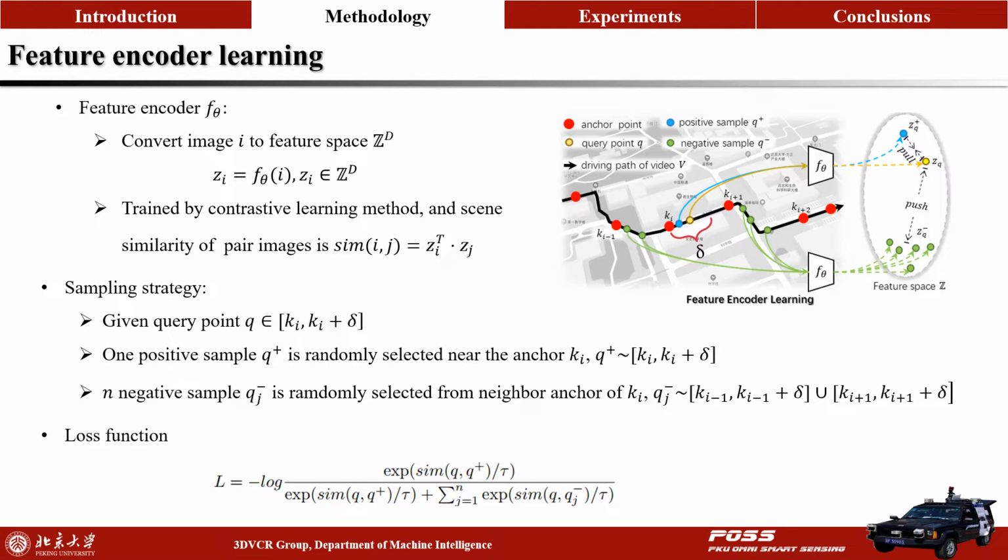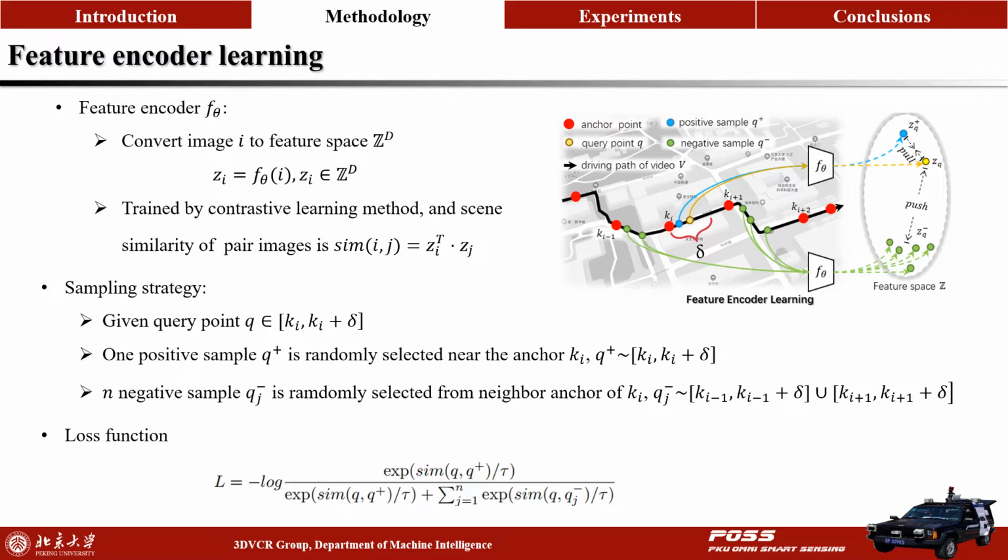Now we introduce the feature encoder learning. For a feature encoder f theta, it converts image I to feature space Z^D. And it is trained by a contrastive learning method. The scene similarity of a pair of images is defined as the cosine similarity of two feature vectors.